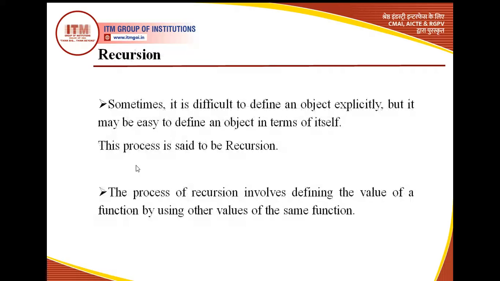Now let's see what the process of recursion actually is. Let's read the definition and then we will understand what the recursion process is. It is sometimes very difficult to define an object explicitly, but it may be easier if you define that object in terms of itself only. This process is known as recursion. If an object is being defined in terms of itself only, then that process is known as a recursive process or recursion.